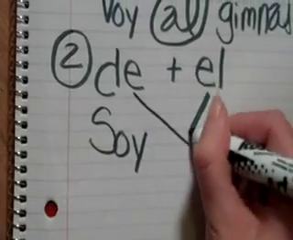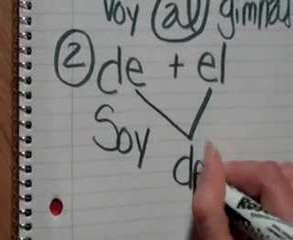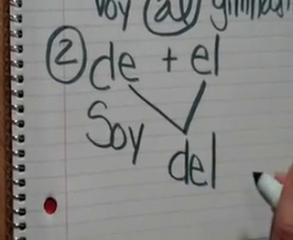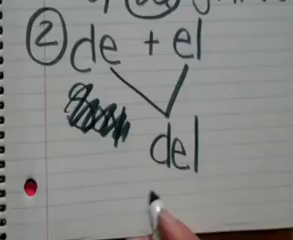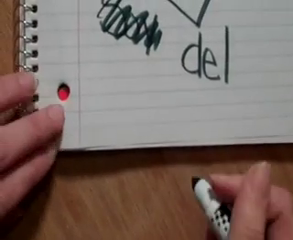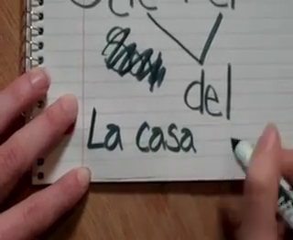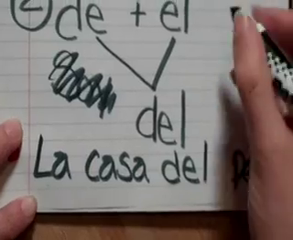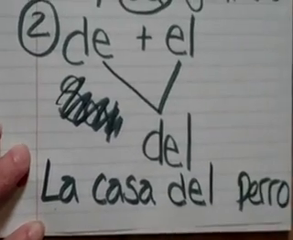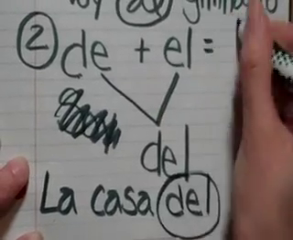But what you do when you have de plus el, de is of and el is the, you combine them to make del. Here's a good example. You could say la casa, the house, del perro, the dog house. So you're saying that it's the house of the dog. Instead of saying la casa de el perro, you combine them to make del. So de plus el is equal to del.